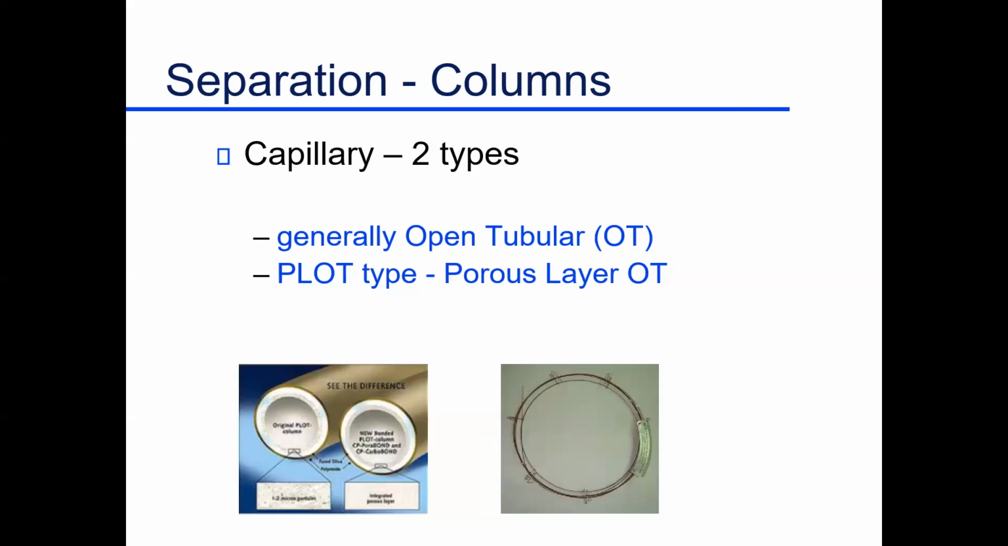Another kind of capillary column is called a porous layer open tubular. These columns will actually be coated on the inside. They might be 0.53 millimeter, so from 0.25 to double that, about twice as big in diameter. And then there's a coating on the inside. And that coating is what you do your separation with.